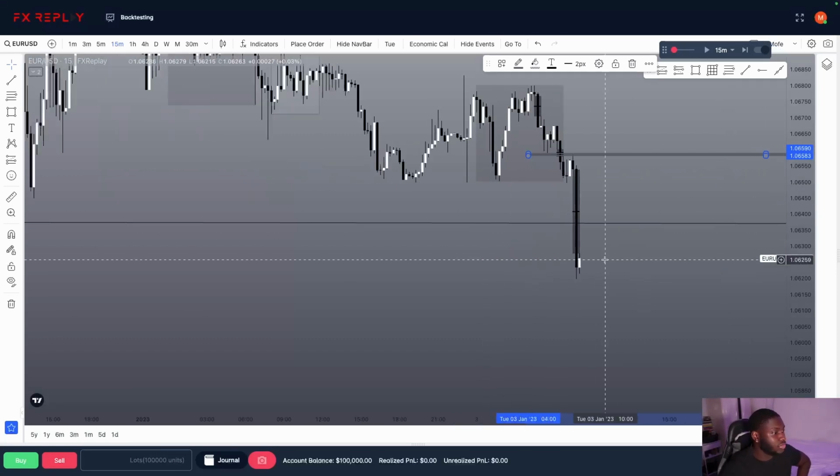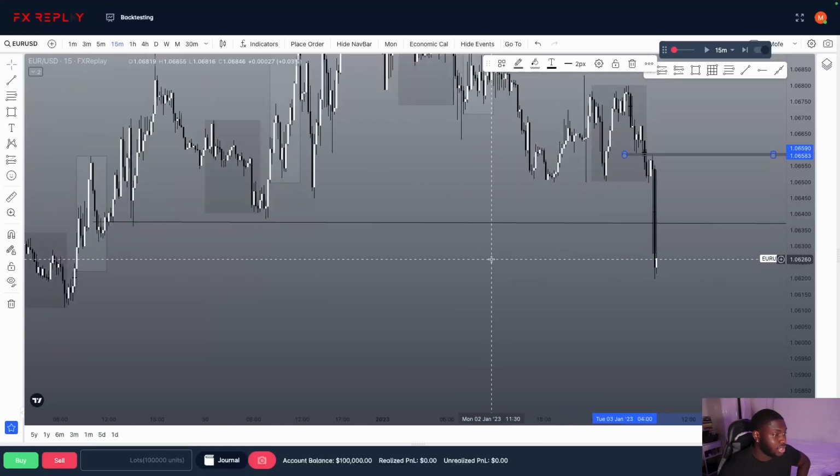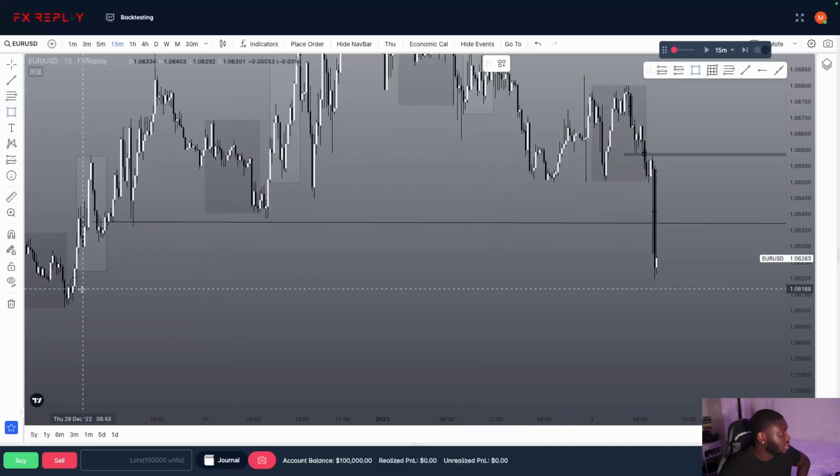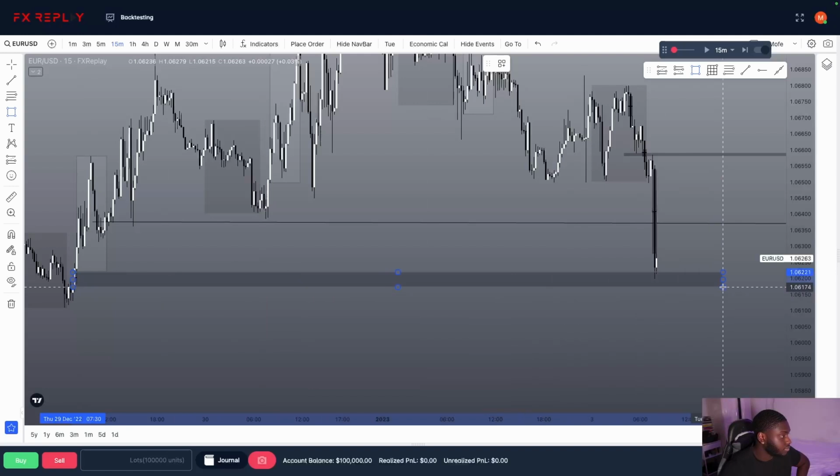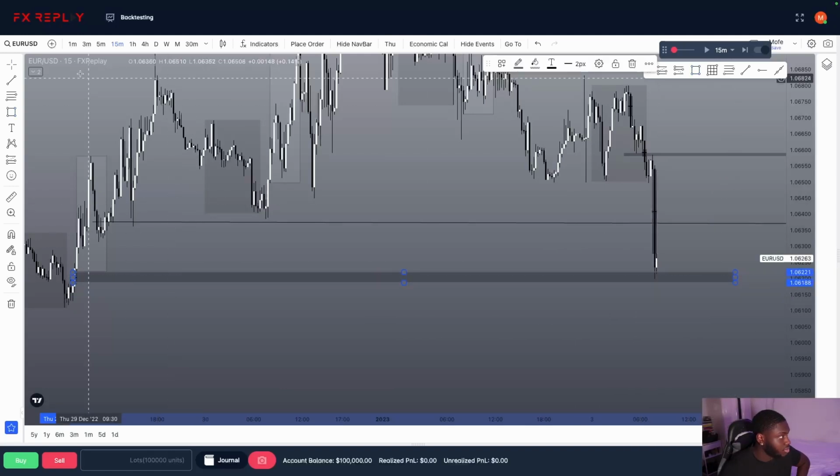And on the 15-minute time frame, same thing. This fair value gap just doesn't exist because it hasn't been printed yet. I do see this fair value gap down here. The price has tapped into and respected it, but I am still bearish, expecting bearish price action.